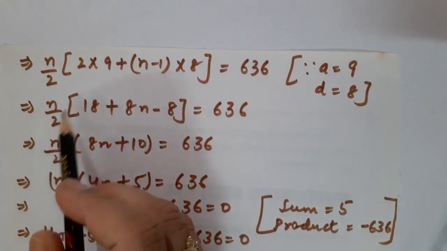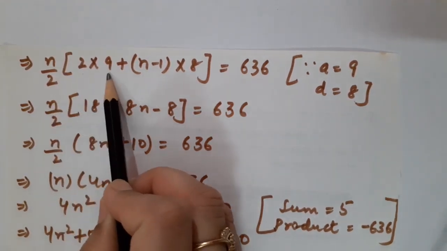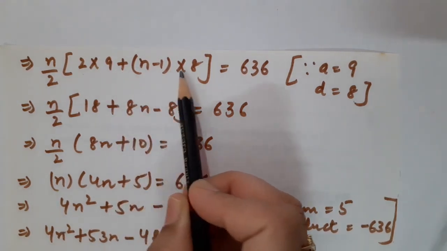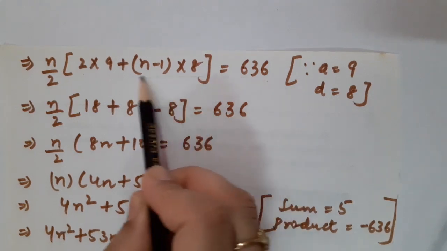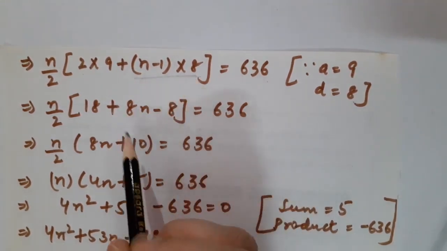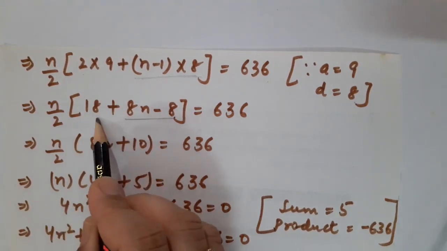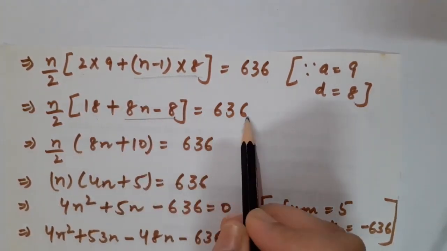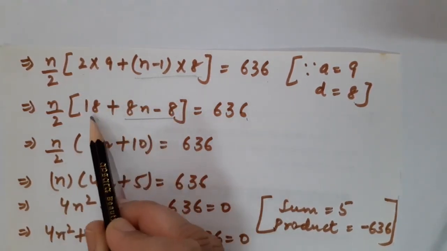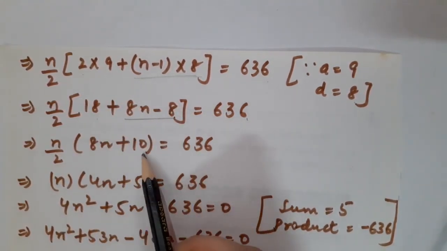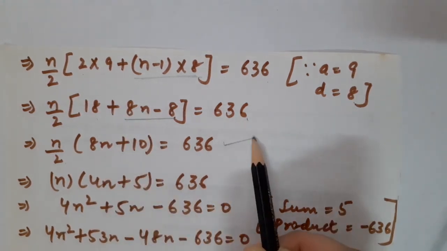So after putting, I have got n by 2 into 9 plus n minus 1 into 8 is equal to 636. So multiply this n minus 1 by 8. I will be getting 8n minus 8. This 2 into 9 will become 18 is equal to 636. So it would be n minus 2, simplifying the bracket. 18 minus 8 is equal to plus 10 and 8n will be written as it is equal to 636.